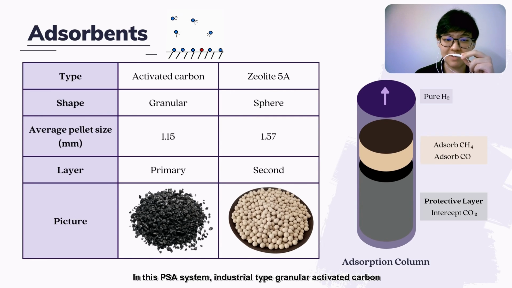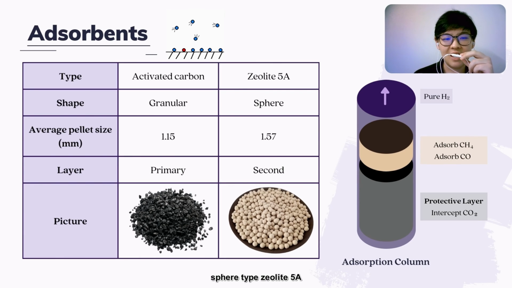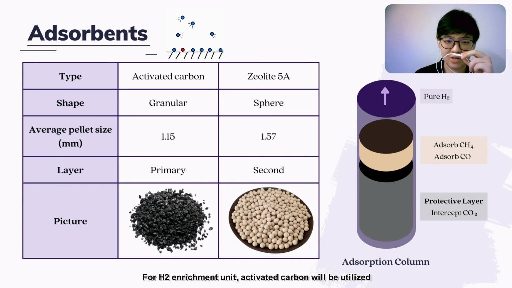In this PSA system, industrial grade granular activated carbon with an average pellet size of 1.15 mm and spherical zeolite 5A with an average pellet size of 1.57 mm are selected as adsorbents. For the H2 enrichment unit, activated carbon will be utilized as the primary layer to intercept CO2, followed by the zeolite 5A layer which will adsorb CH4 and CO.